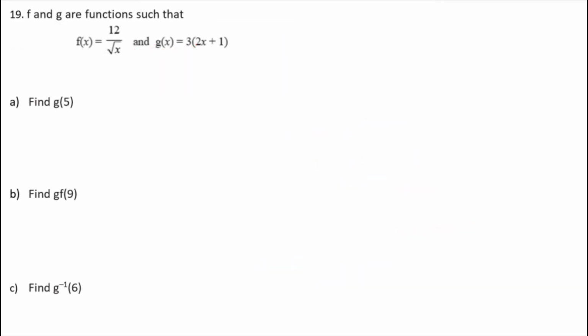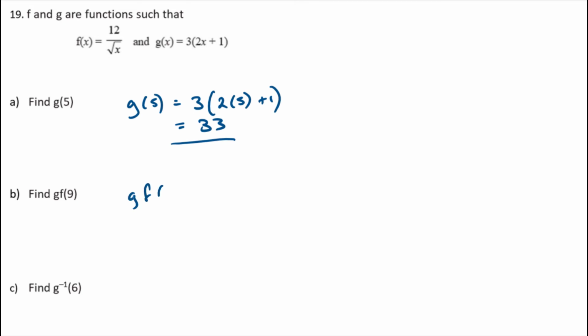Question 19. F and G are functions such that f of x equals 12 over root x and g of x equals 3 lots of 2x plus 1. Find g of 5. Well, g of 5 is just taking my g of x and replacing x with 5. So that's going to be 3 lots of 2 lots of 5 plus 1. 2 lots of 5 is 10, plus 1 is 11, times 3 is 33. So g of 5 is 33.